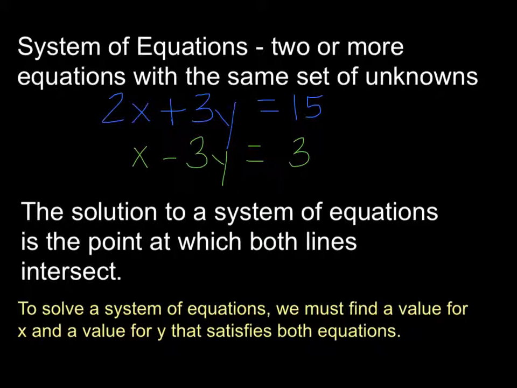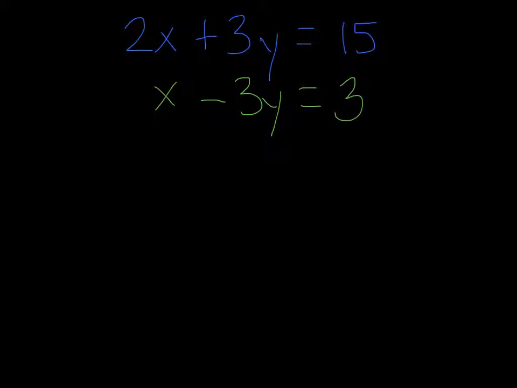So the solution to this system of equations would be the point at which both lines intersect. And in class, we've been practicing graphing equations. So if we graphed both of these equations, wherever these equations intersect, that is the solution to the system. So in other words, to solve a system of equations, we have to find a value for x and a value for y that satisfies both equations.